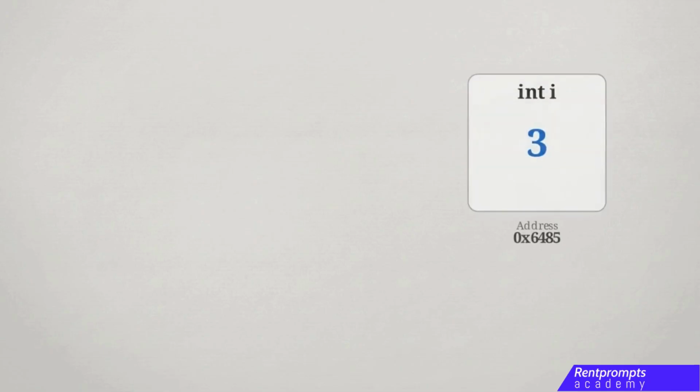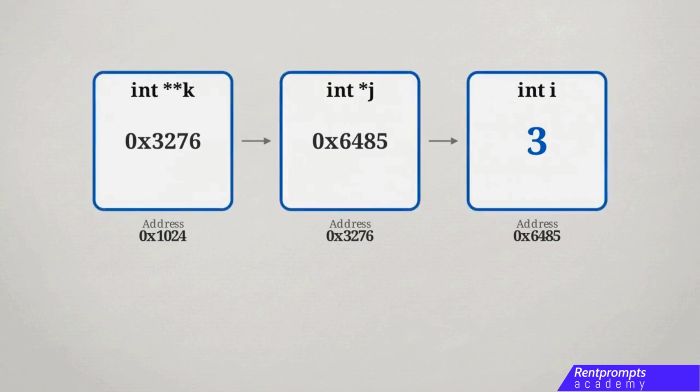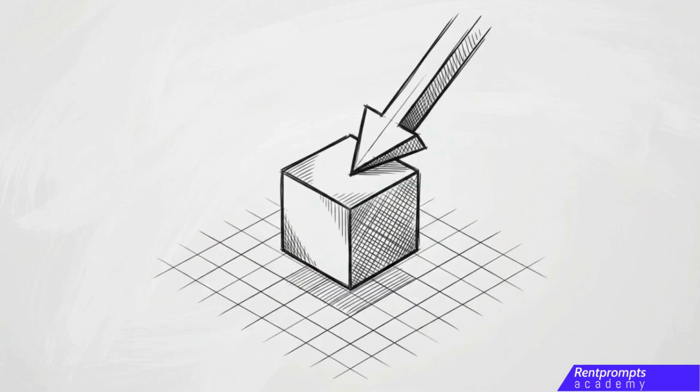While a normal variable like i stores a primitive value like 3, a pointer stores a physical memory location. Here, j stores the address of i, and k stores the address of j. To navigate this chain, C++ uses two inverse operators. The ampersand extracts the address of a variable, and the asterisk dereferences it, following the address backward to retrieve the original value. When you command a pointer to move, the language calculates the jump distance automatically.